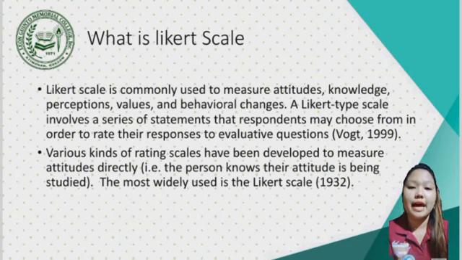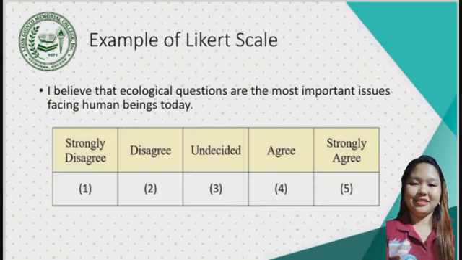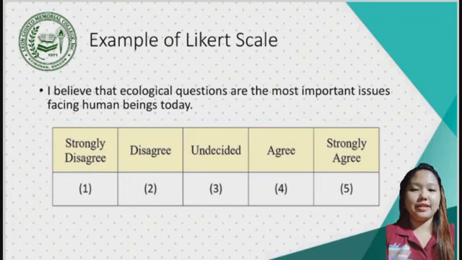A Likert type scale involves a series of statements that respondents may choose from in order to rate their responses to evaluate questions. In 1999, various kinds of rating scales have been developed to measure attitudes directly. For example, the person knows their attitude is being studied. The most widely used is the Likert scale. So this is an example of a Likert scale: I believe that ecological questions are the most important issues facing human beings today.